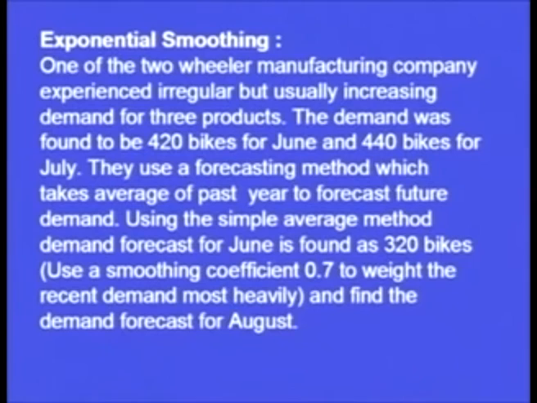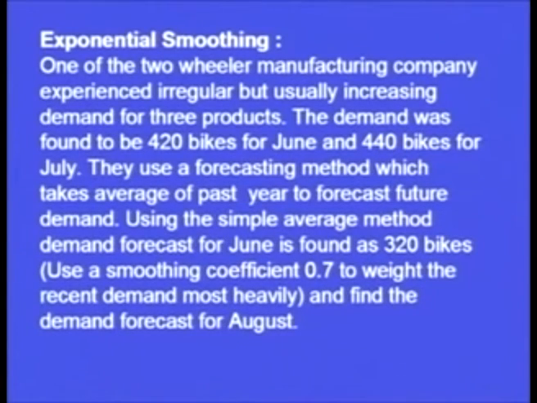One of the two-wheeler manufacturing companies experienced irregular but usually increasing demand for 3 products. The demand was found to be 420 bikes for June, 440 bikes for July. They use a forecasting method which takes the average of past years to forecast future demand. Using the simple average method, the demand forecast for June is found as 320 bikes. Use a smoothing coefficient of 0.5 to weigh the recent demand most heavily and find the demand forecast for August.